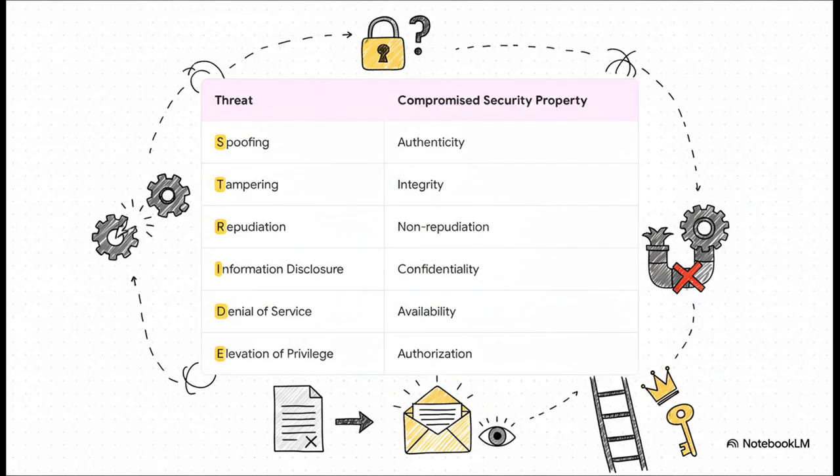It shows you that direct one-to-one link between each of the 6 threats and the core security idea it's trying to break. So in building a system, developers can go through each part and ask, okay, how could someone spoof here? How could someone tamper with this? And then they can build specific defenses for each one.